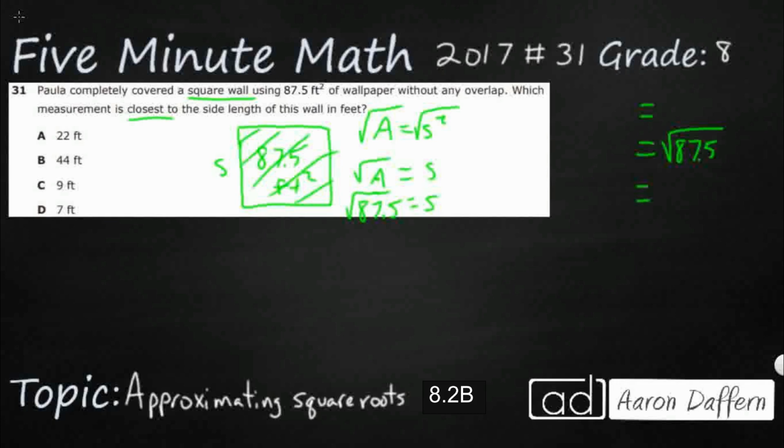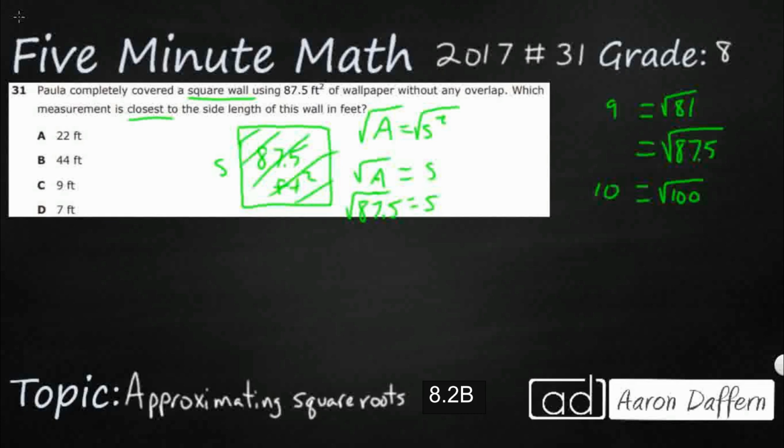So if we were to do the next square root that's below it, I'm going to say it's 81 because I know that 9 times 9 equals 81. And then the next square root that's above it is going to be the square root of 100 because 10 times 10 makes 100. So 87.5 sits right there between your 81 and 100, okay?